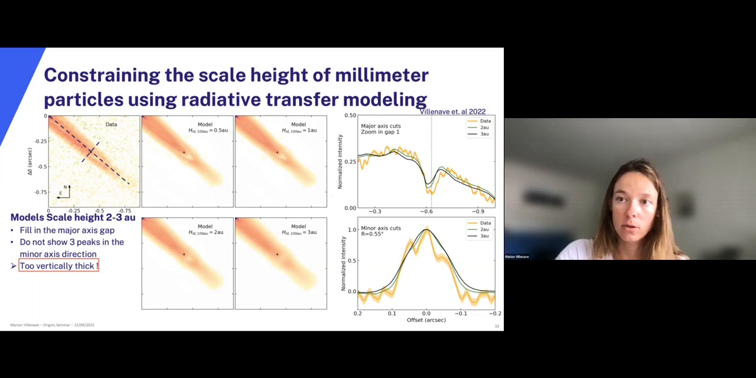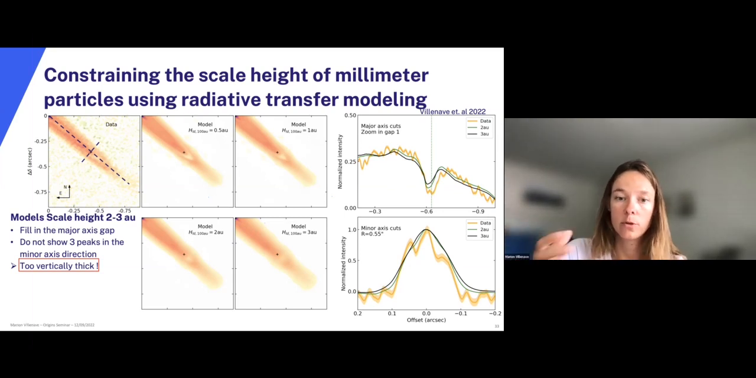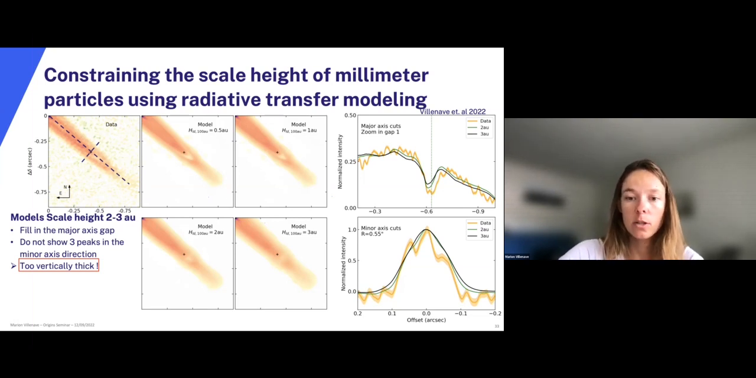Now on the right, I showed what the cuts of the model with scale height of 2 AU and of 3 AU look like. You can see that the major axis cut isn't as deep as what the data look like, probably already due to projection effect. But more clearly, on the minor axis cut, we now have just 1 peak instead of 3 peaks. So the gap is so thick that we are not able to resolve the gap in this minor axis direction. So these models with a scale height of 2 AU and 3 AU can be excluded. They are really too thick to reproduce the data.